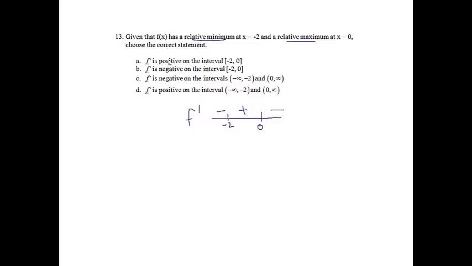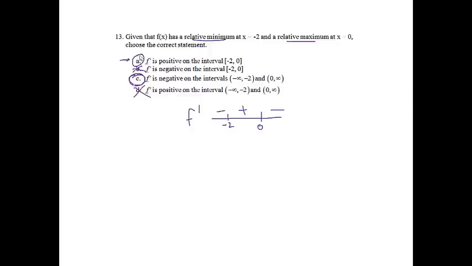So if I look at my choices, is f prime positive from -2 to 0? Yes, that would work, but I'm just going to verify. Oh, we're going to go back to that one. That looks like a possible choice, but actually it is not, and I'll discuss it in a minute. F prime is negative on the interval -2 to 0. That's not true for sure. F prime is negative on the intervals negative infinity to -2 and 0 to infinity. That's definitely true. And f prime is positive on those same intervals, and that is not true.